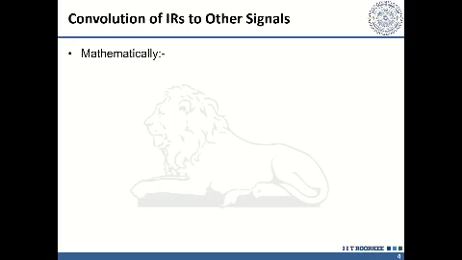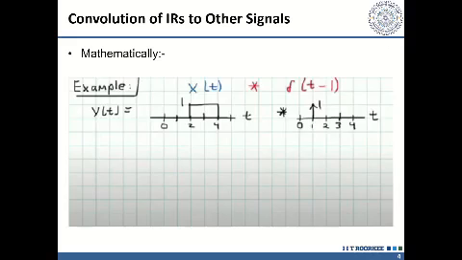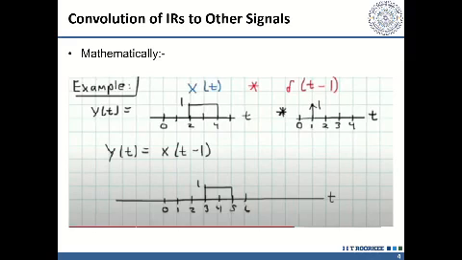We then lead to a very interesting property, which is what happens when we convolve the impulse response of one system with another signal. Mathematically, say we have two functions x(t) and delta(t minus 1) showcasing our impulse response. y(t) is our output function, which is the convolution between these two functions. Once we apply the convolution between these two functions, our output function y(t) looks something like this, which is a bit modified as per our impulse response.